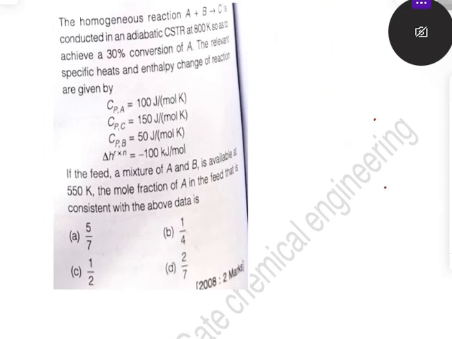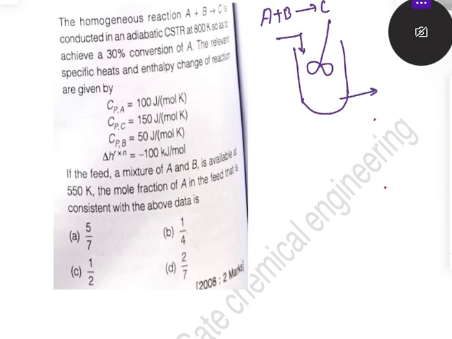You can see the homogeneous reaction A plus B is getting converted into C. This reaction is occurring in a continuously stirred tank reactor, where continuous input is coming and continuous outlet is there. It is an adiabatic CSTR at 800 Kelvin. So the temperature of the reactor is given as 800 Kelvin, and this reactor is adiabatic. There would be an insulator to prevent any heat loss or heat addition from the reactor. Is that clear? So this is the condition.